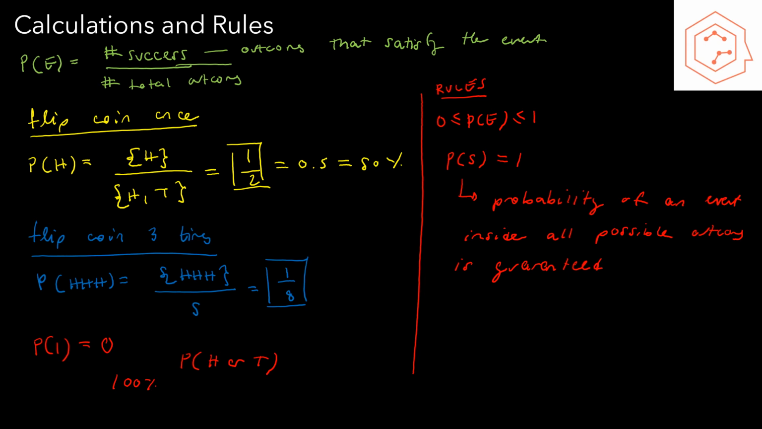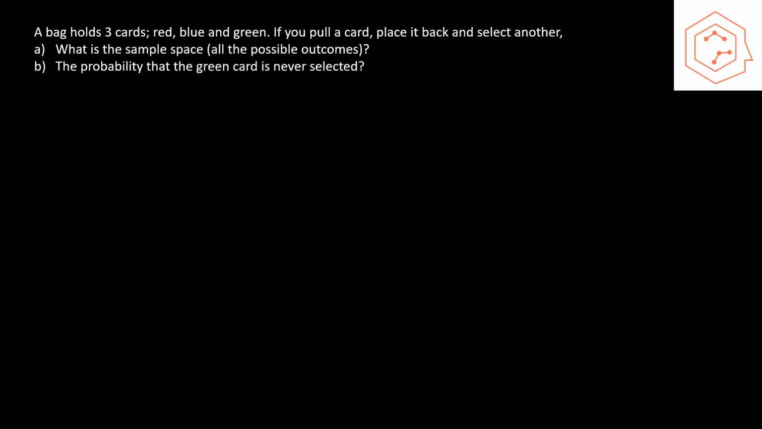Which makes sense, because S simply means all your possible outcomes. The probability that your outcome is within all the possible outcomes is guaranteed. So now for an example, we have a bag that holds 3 cards: one that's red, one that's blue, and one that's green. Our experiment is we pull a card out, place it back within the bag, and then select another.